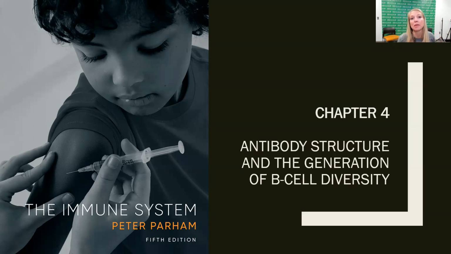And let's spend some time getting the basics down for what actually makes up the adaptive immune system. And we're going to start out with antibodies. So chapter four is talking about antibody structure, talking about the diversity found in B cells and in antibodies, and then how that diversity is generated.